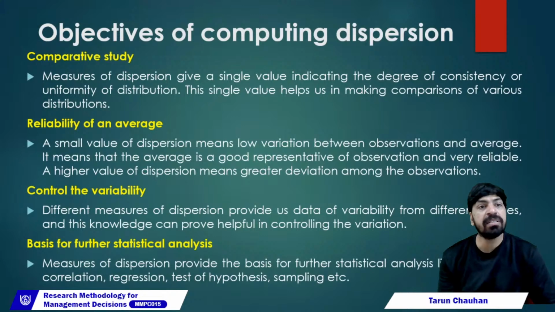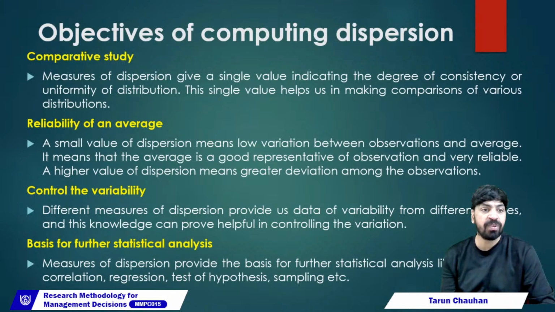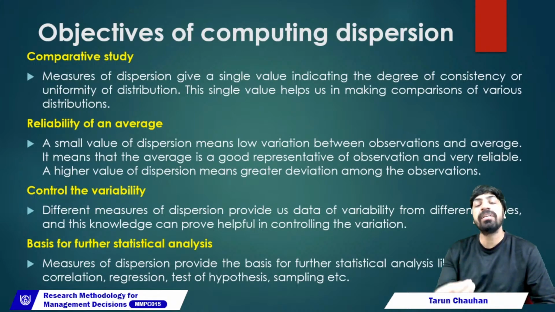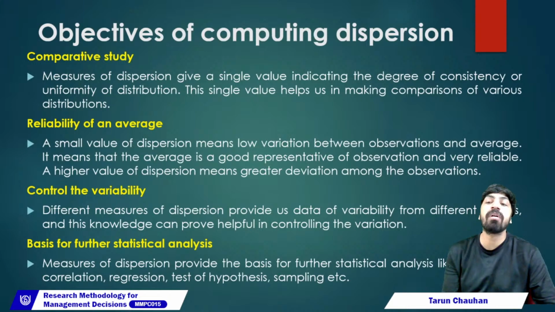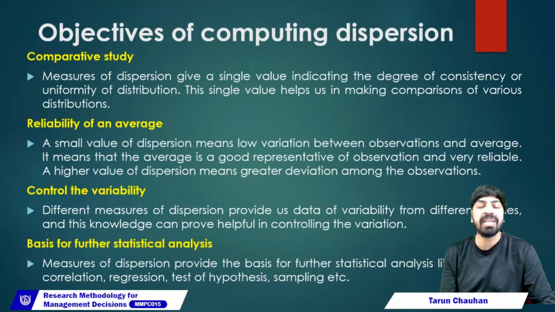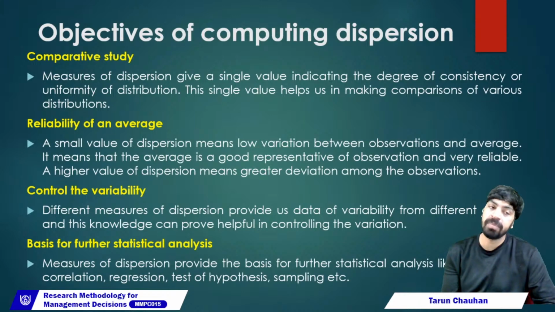Objectives of calculating dispersion: it is one of the tools which can easily compare two or more, or three or more, variables as well. It also provides the reliability of an average. A small value of dispersion means there is little change between the observations and the mean. Of course, the mean is then a very good and reliable representative of the observations. A higher value of dispersion means greater changes or deviations among the observations.